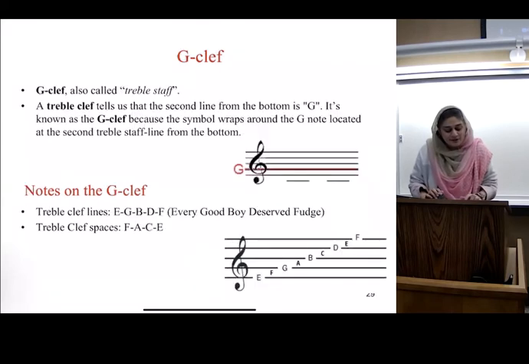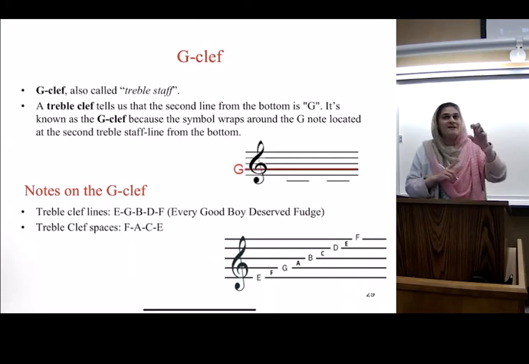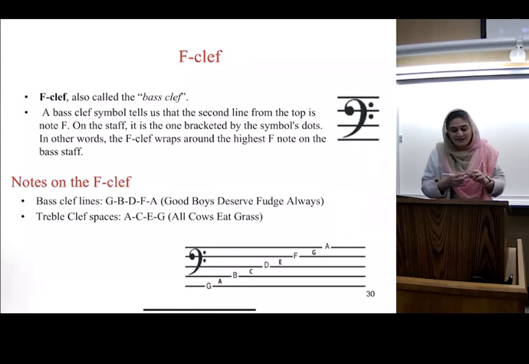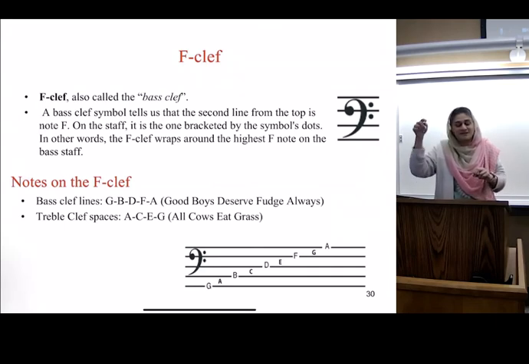And so notes on the G clef are G, B, D, F, and the spaces spell face. And then the other one, on the F clef, are G, B, D, F, A, and the spaces are A, C, E, G.